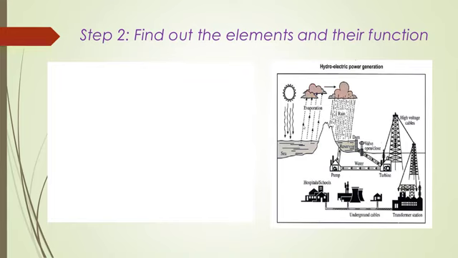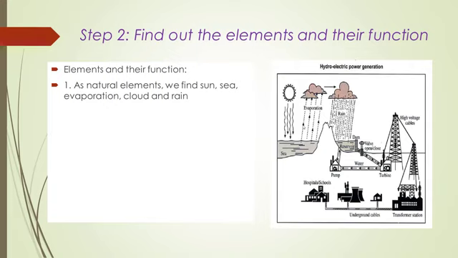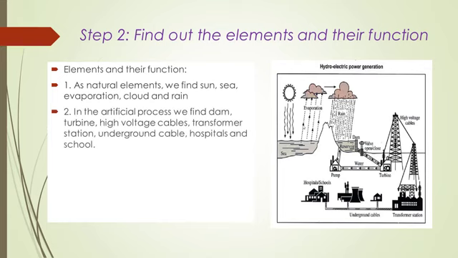And the second step, find out the elements and the function. Elements and the function. In the natural elements, we find sun, sea, evaporation, cloud, and rain. In the artificial process, we find dam, turbine, high voltage cables, transformer station, underground cable, hospitals, and schools.